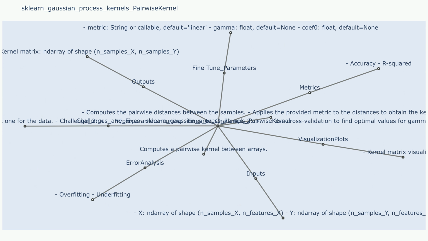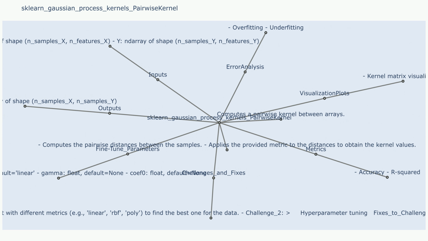Steps: the pairwise kernel takes as input a metric function that defines the similarity between pairs of data points. This metric function can be any function that returns a scalar value. The pairwise kernel constructs a kernel function that calculates the similarity between all pairs of data points using the provided metric function. This similarity information is then used by the Gaussian process model to learn and make predictions.